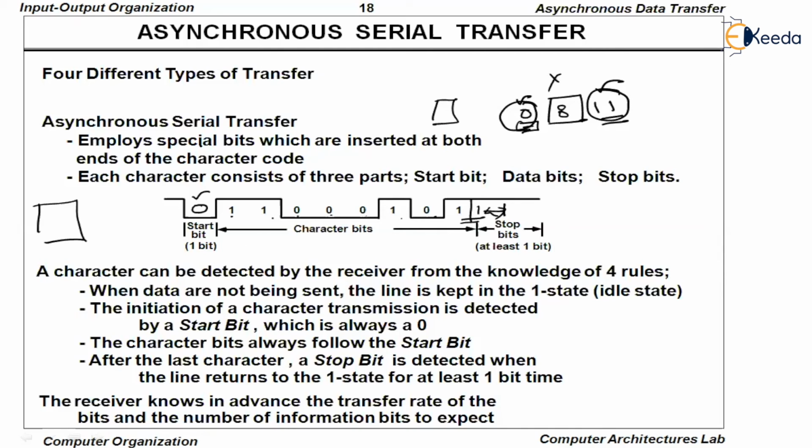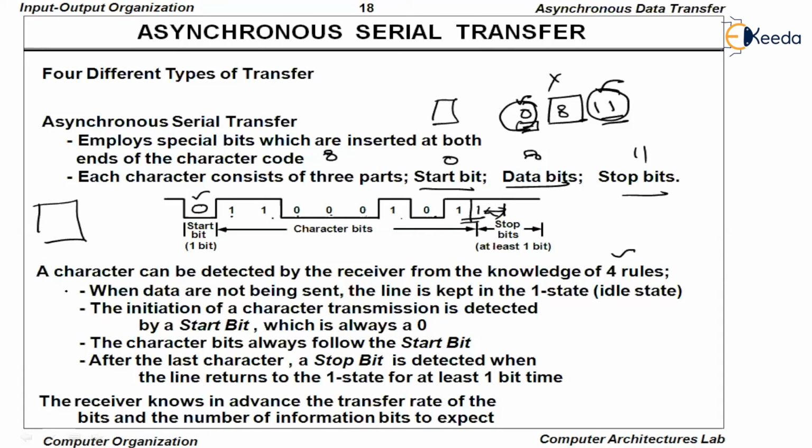Now, asynchronous serial transfer employs special bits which are inserted at both ends of the character code. Character code is equal to 8 digits. Each character consists of 3 parts: starting bit 0, data bits 8, stop bits 2 ones. A character can be detected by the receiver from the knowledge of 4 rules.